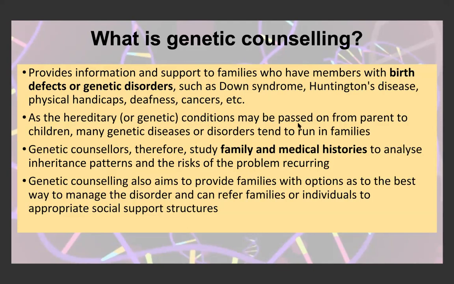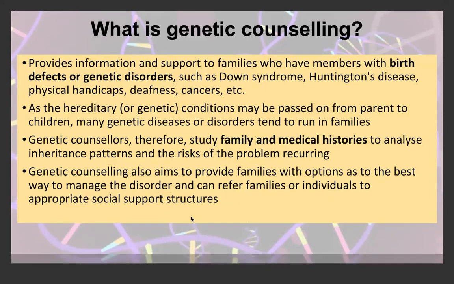Genetic counselors then study the family and the medical histories, and they analyze inheritance patterns and the risks of the problem recurring. So they look at the histories, the medical histories, the patterns of the past, and they see, okay, obviously they can't be exact, but they can say, okay, this is the probability that you will have children with this disease, or that your children will have children with this disease, and so on. It aims to provide families with the options for the best ways to manage the disorder, and they can refer families or individuals to appropriate social support structures.